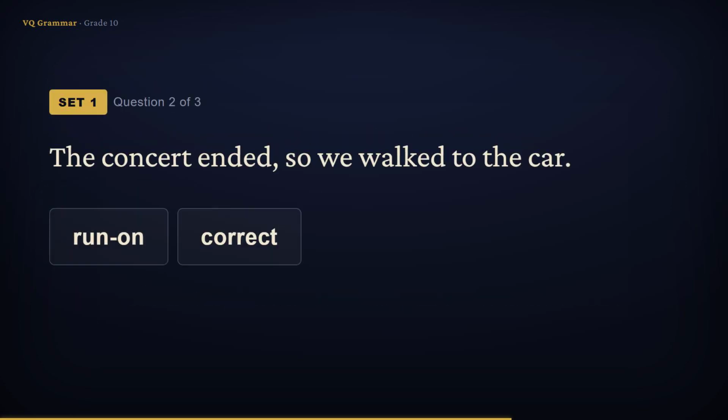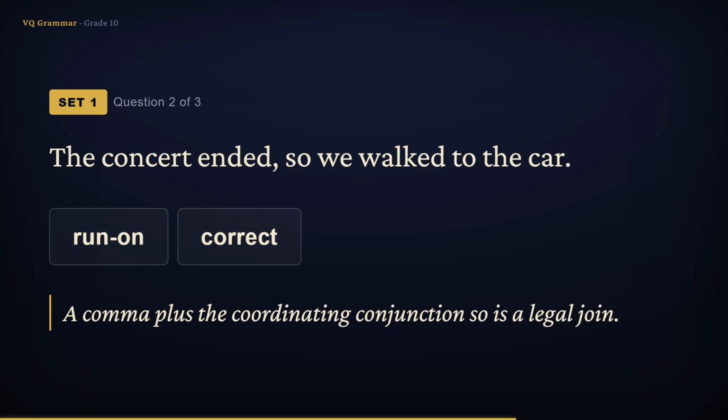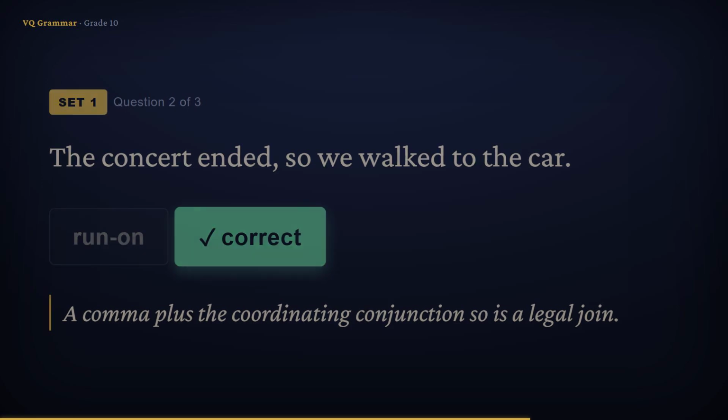The concert ended, so we walked to the car. Same two clauses, but now look closely. After the comma, there is the little word so, a coordinating conjunction. A comma plus a conjunction is a legal join, so this sentence is correct.